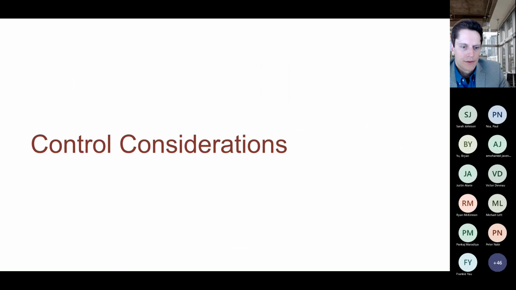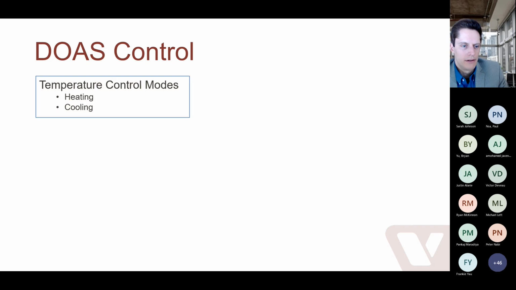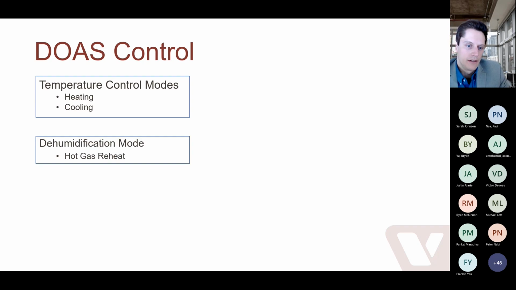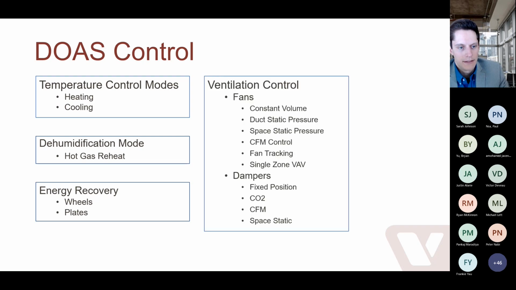Now, I mentioned controls was another important key factor in DOAS units, and so I'll just highlight some of the controls that we have to think about. Obviously we have our temperature control modes, right? Do we want the unit to be heating or cooling? We also have dehumidification, and so we want to control our hot gas reheat valve as well. We might have energy recovery. Two most common would be wheels or plates.